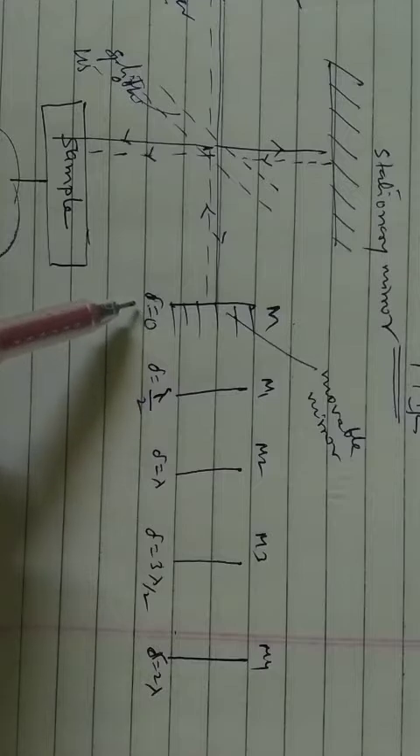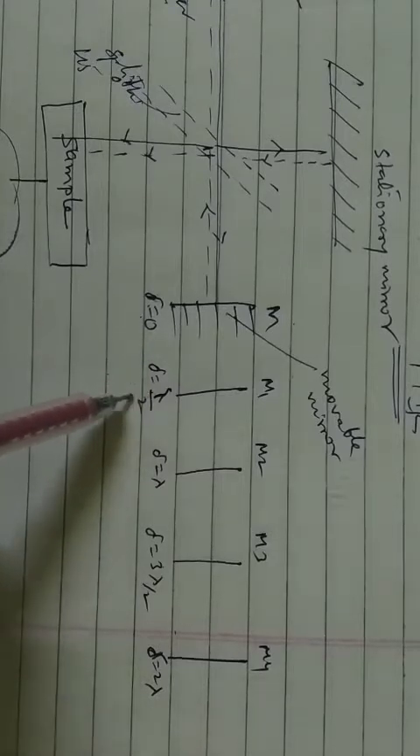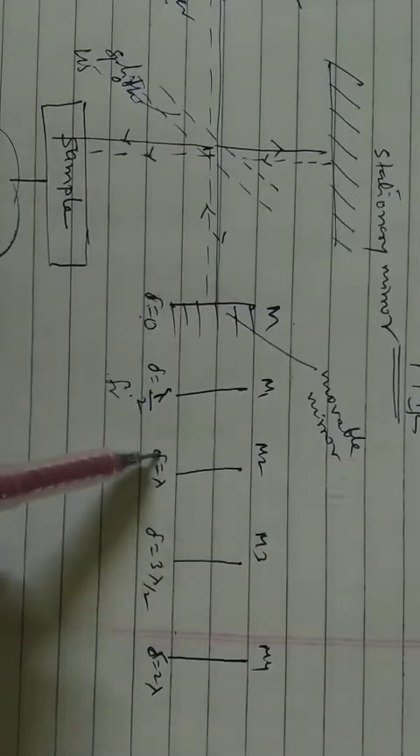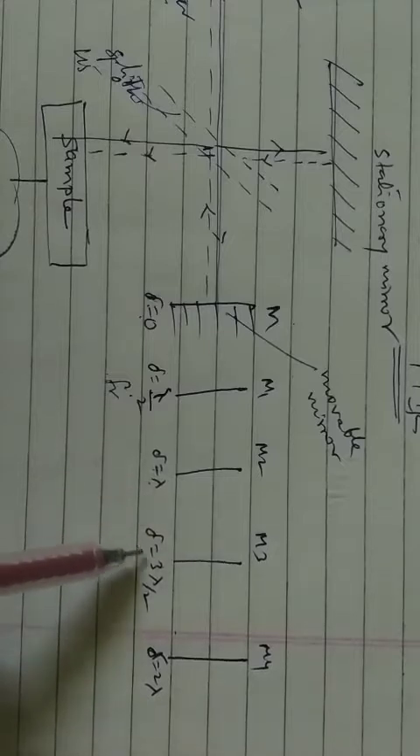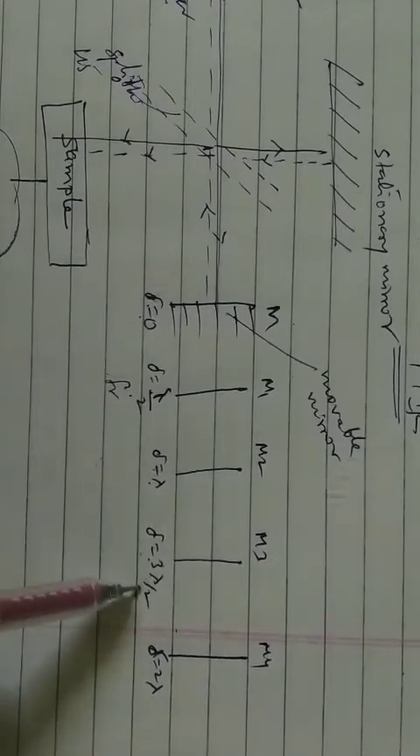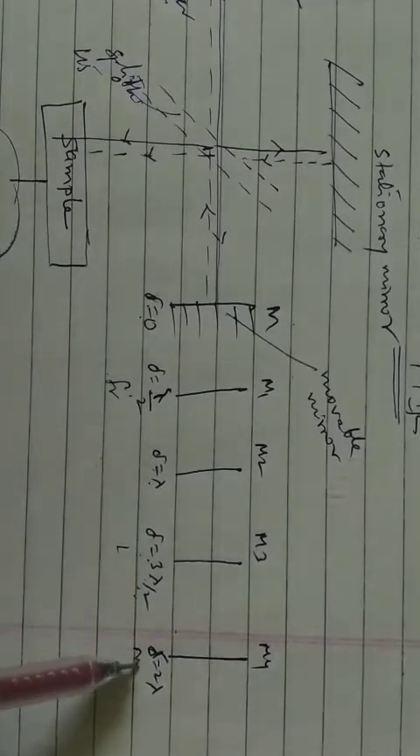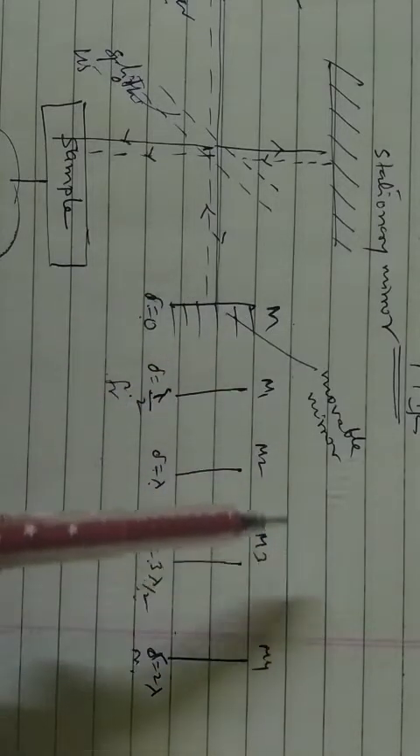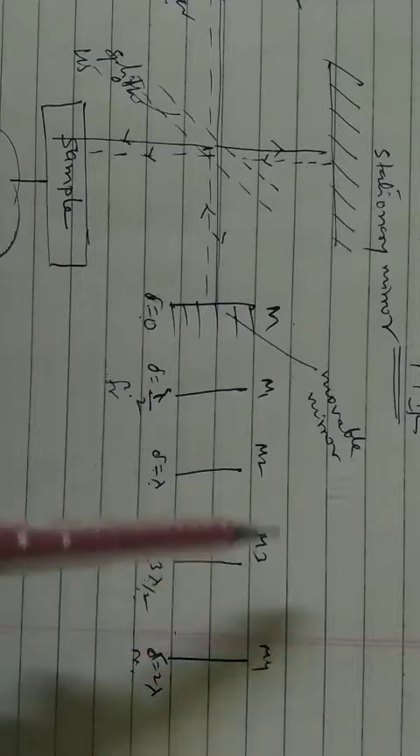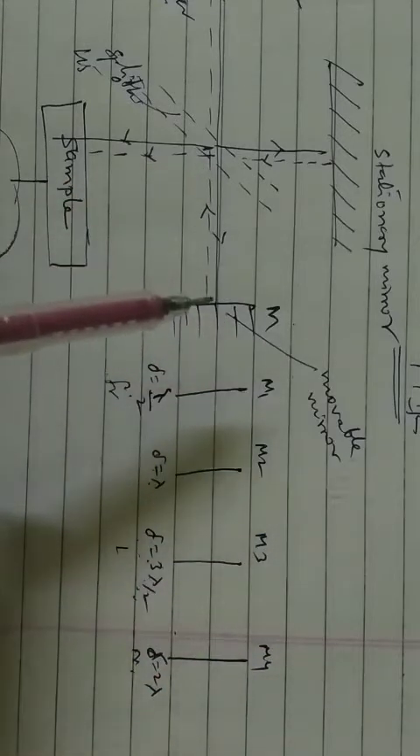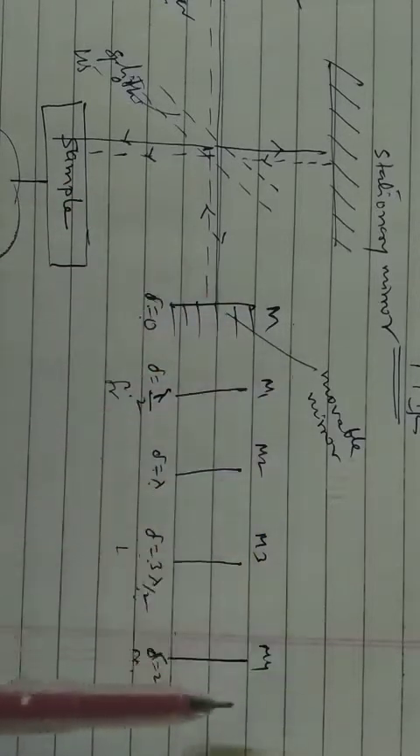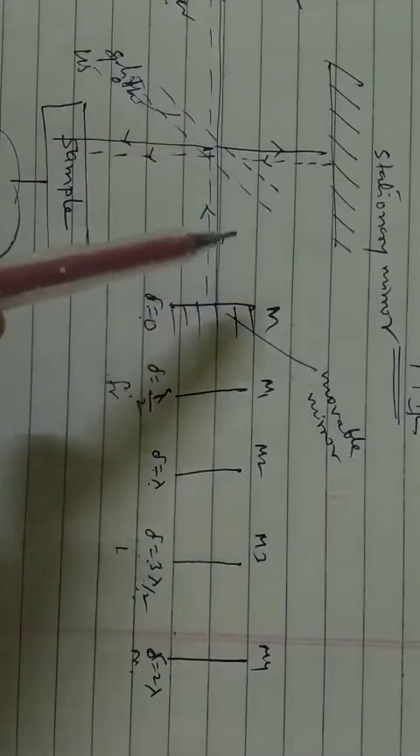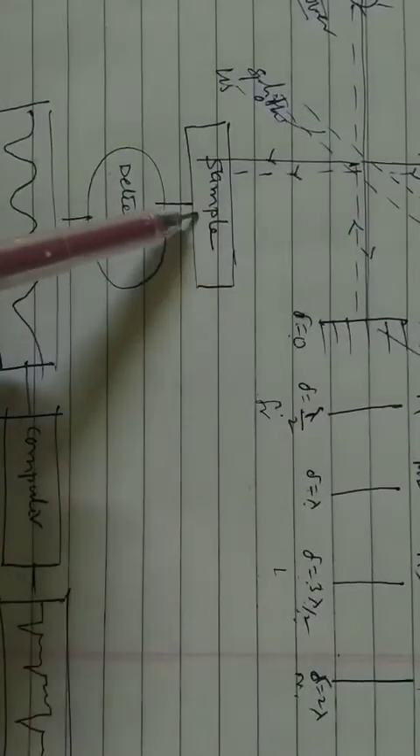So delta equal to 0, then lambda by 2, which is a fraction. Then again an integer, delta equal to lambda. Then delta equal to 3 by 2 lambda, again non-integer, like this. So these are different mirror positions, and because of all this, the radiation is absorbed by the sample at all angles.